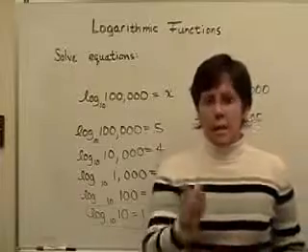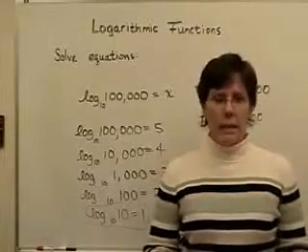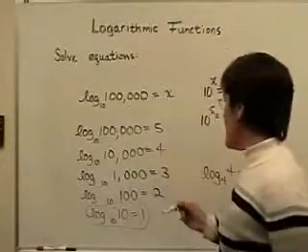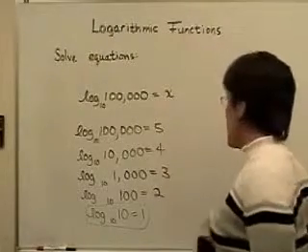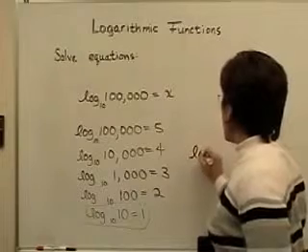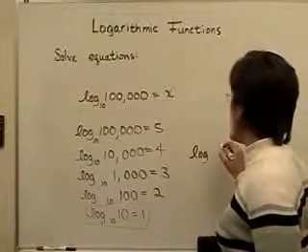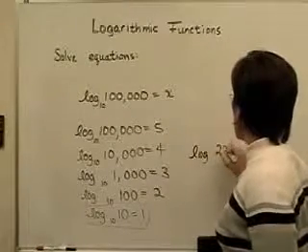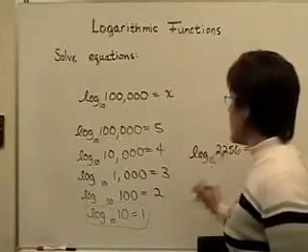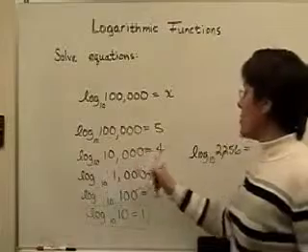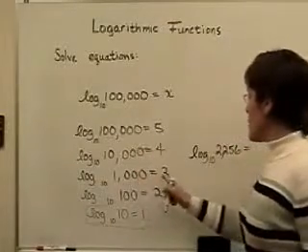Now here's the next thing. Get that graphing calculator out, and I'd like you to find the log of, and I'm afraid I didn't write this one down, 2,256, where the base is 10. Now the log of 10,000 is 4, and the log of 1,000 is 3.